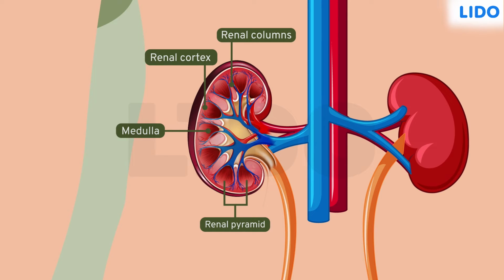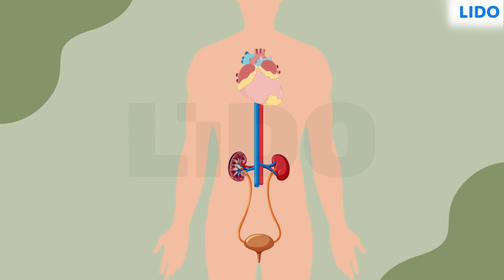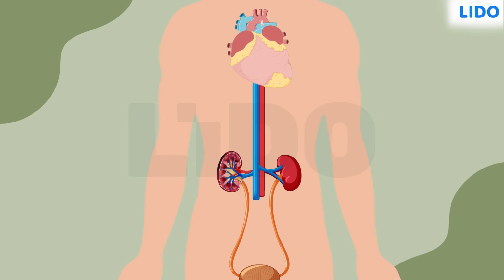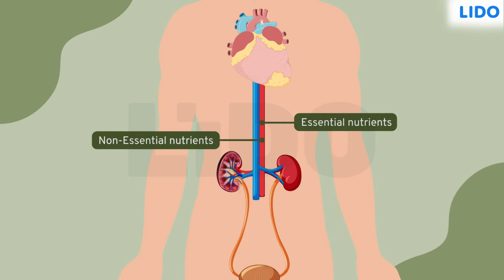The tip of the renal pyramids point towards the renal pelvis. Lastly, the renal pelvis or the hilum is the innermost concave region which allows the entry and exit of blood vessels. The blood that is sent out from the heart contains both the essential nutrients and the non-essential nutrients.